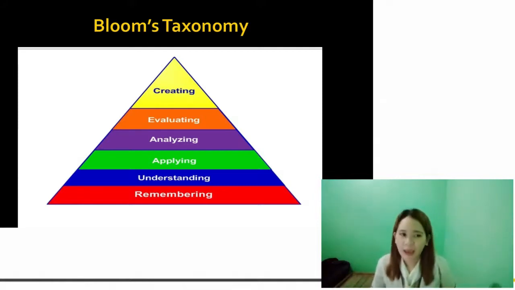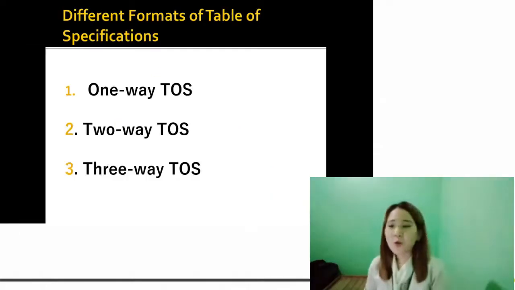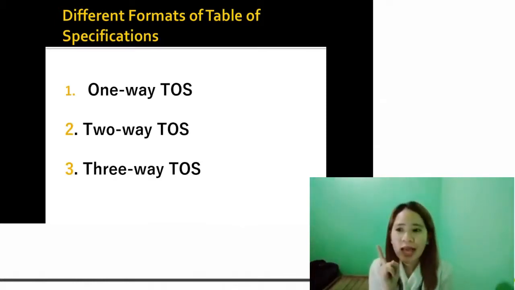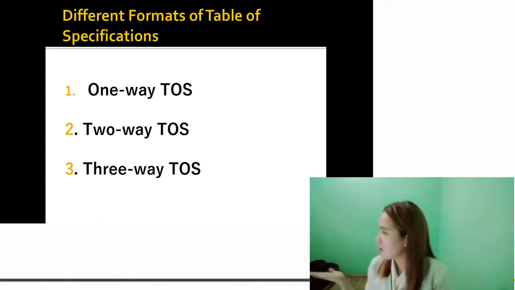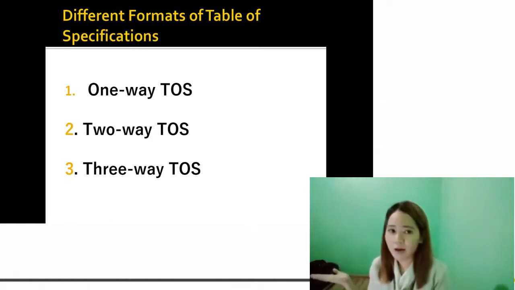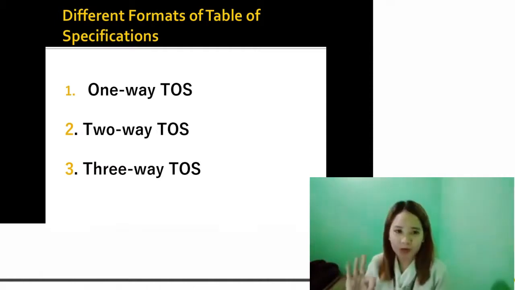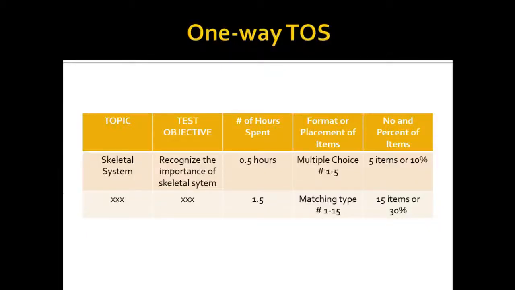evaluating and creating. Okay, now we have different formats in doing a TOS or Table of Specifications. Take note, the TOS takes different forms depending on what the teacher wants to show. Okay, so the different formats of Table of Specifications are one-way TOS, two-way TOS, and three-way TOS. So first, the one-way TOS. This is an example of one-way TOS.